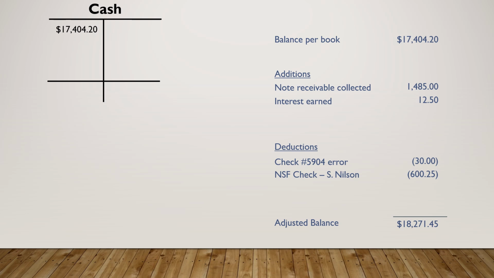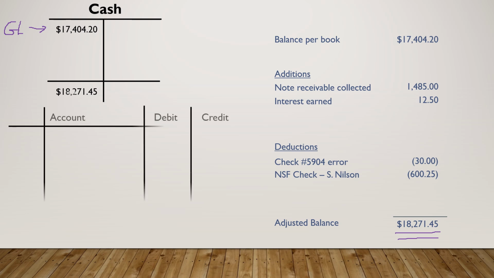Currently, our book balance for the cash account is $17,404.20, taken directly from our general ledger. We need to adjust it to the correct $18,271.45 balance that we just determined. As I already mentioned, we'll do so by booking journal entries based on the book side of our bank reconciliation. The additions section consists of items that need to be added to our cash account, so those will be debits to cash.